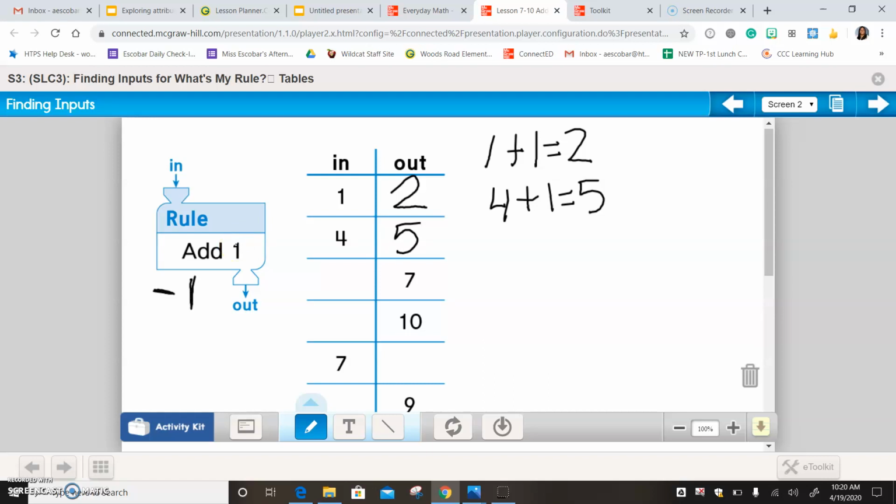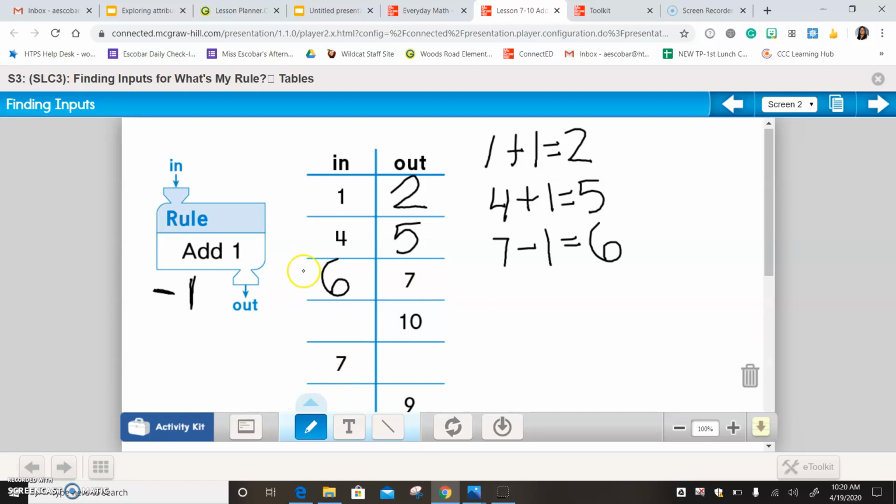minus 1. So I'm going to take my out number and I'm going to do the opposite of the rule. So 7 minus 1 is going to give me 6, because 7 minus 1 equals 6.